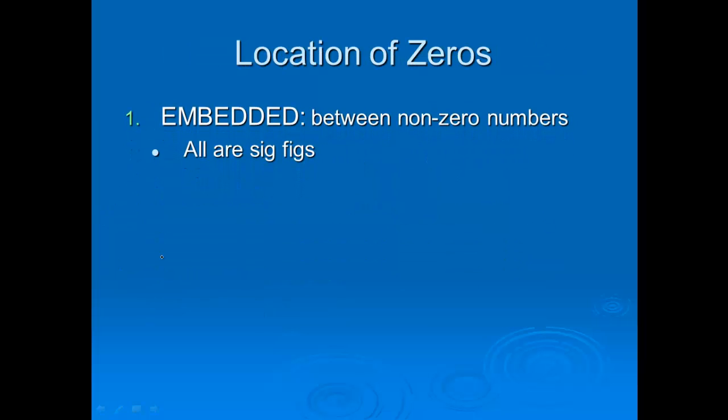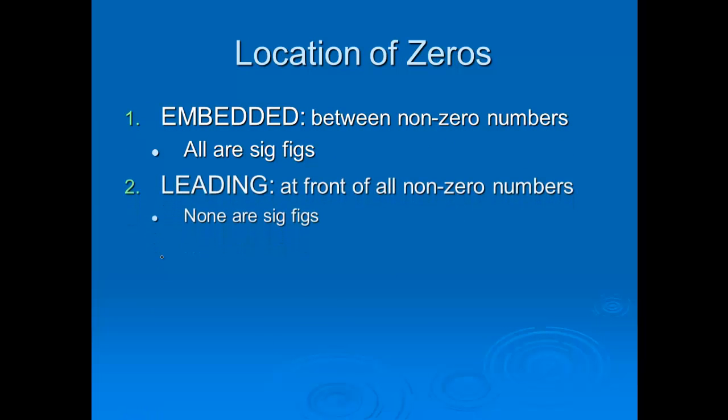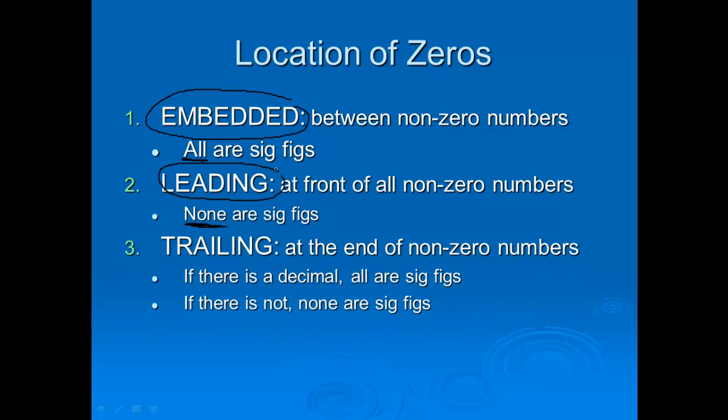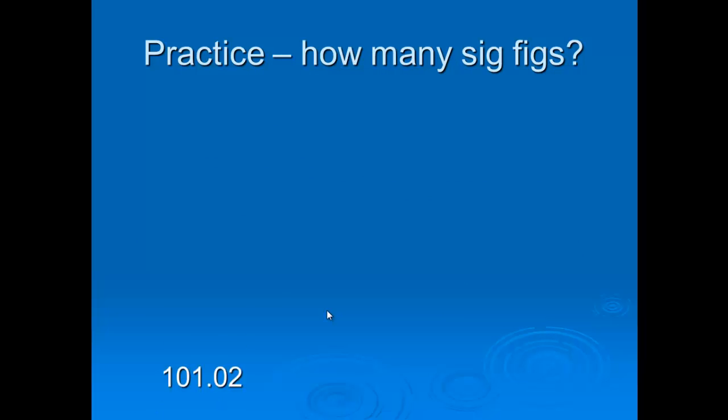So, let's see. Remember, embedded are between non-zero numbers, just a repeat. All are sig figs. Leading are all out in front. None are sig figs. We like these rules. All and none. Those are nice, meaning they make our lives easier. Trailing is when it's a little bit more confusing. If there is a decimal, then they count. If there is not a decimal, then they do not count. Okay, what the heck does that look like?